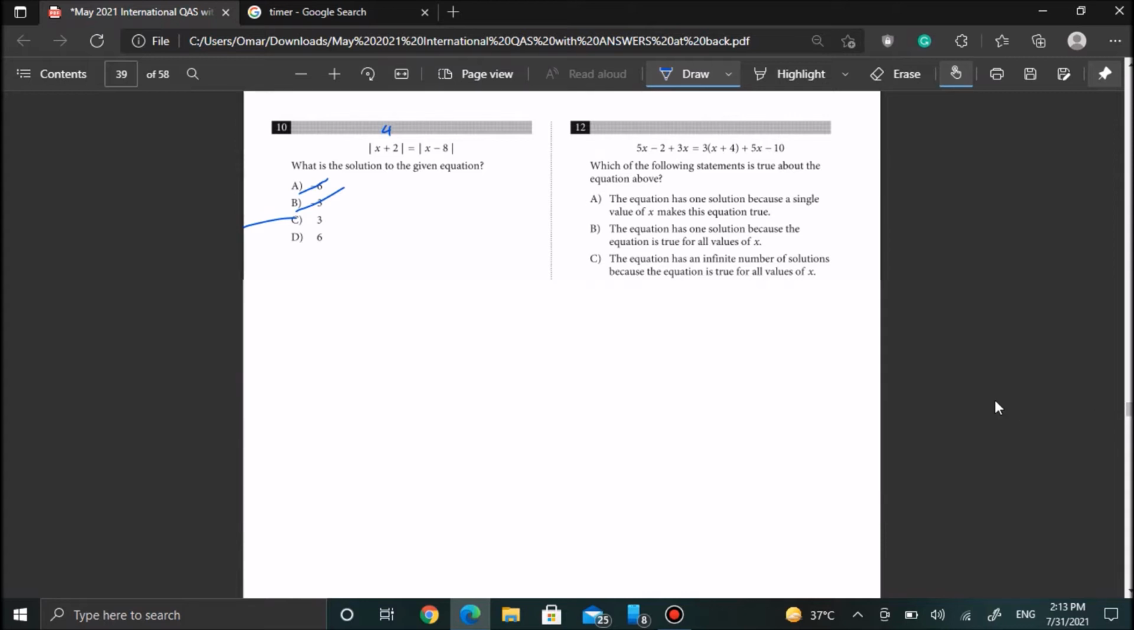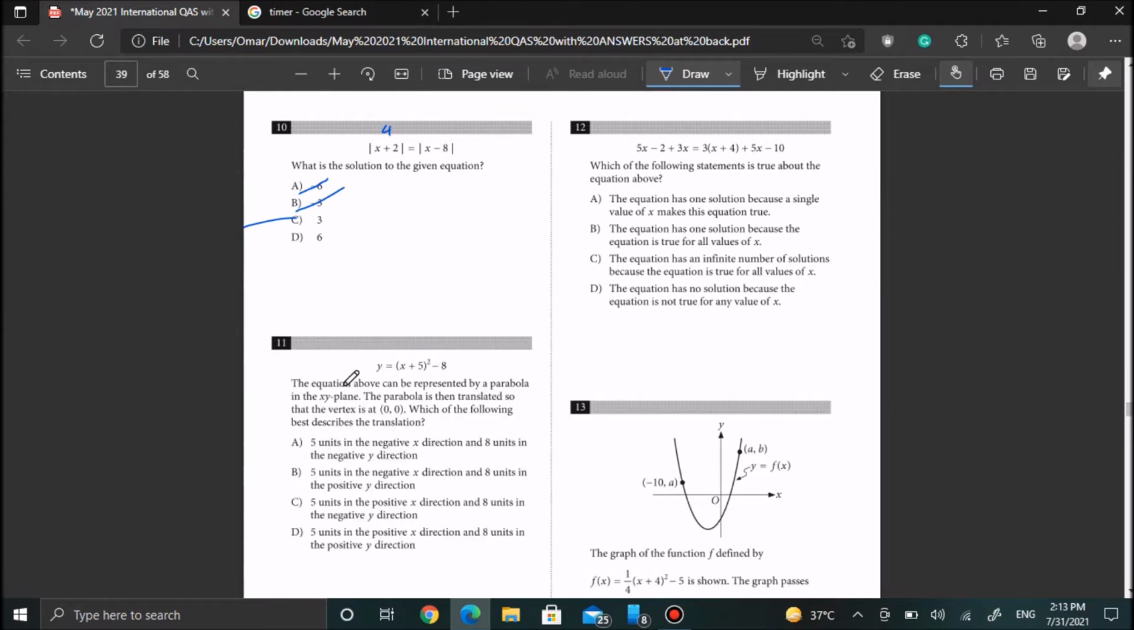Okay. Good. The equation above can be represented by a parabola in the xy plane. The parabola is then translated so that the vertex is at 0, 0. Which of the following describes this translation? The first thing you want to do is look at the vertex, the current vertex of this parabola before the translation.